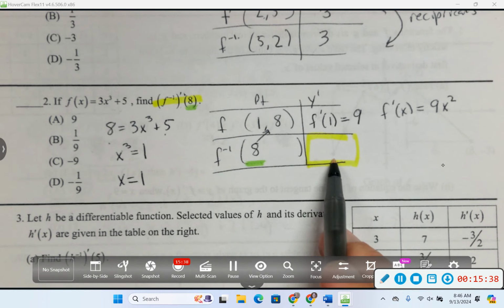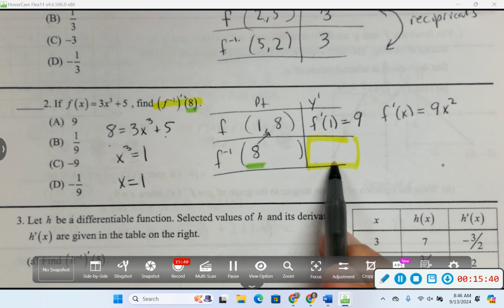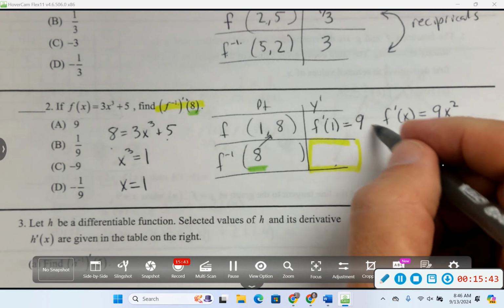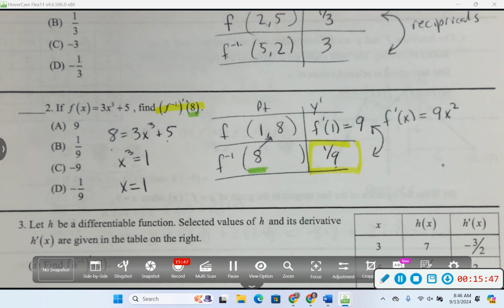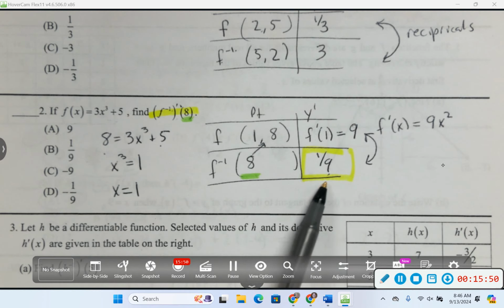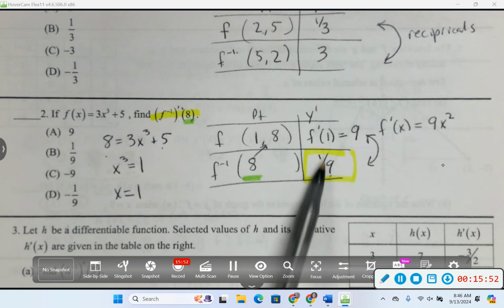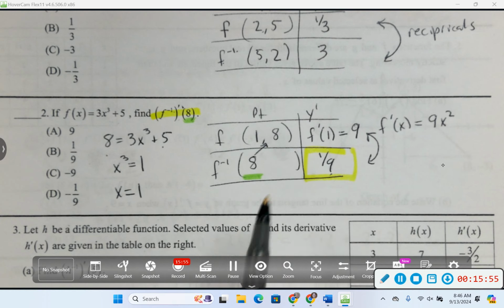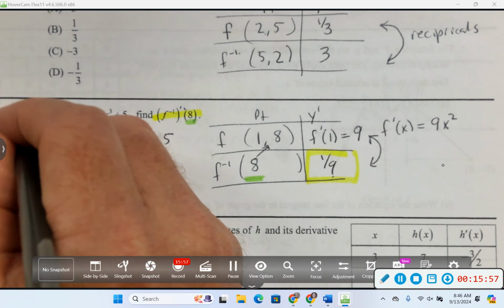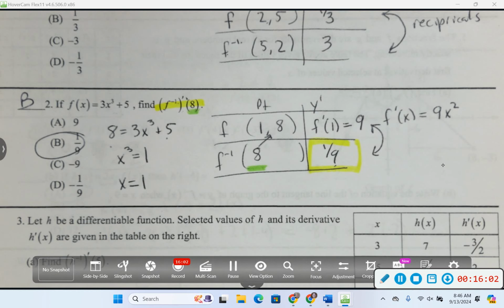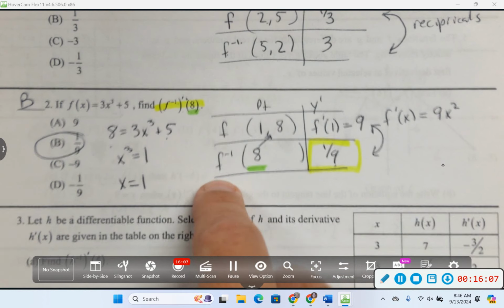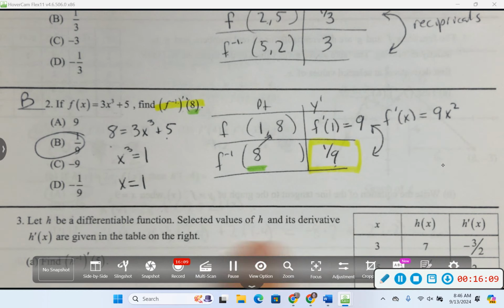But what goes in my yellow box down here? 1 over 9, because those two boxes are always reciprocals. And depending on the problem, they can give you all sorts of different information, but the main point is those two boxes are always reciprocals. So my answer is 1/9. But they can word these problems a bunch of different ways. Like this one, they started with the x value of the inverse, but they can start almost anywhere and sort of force you to figure out what goes where.